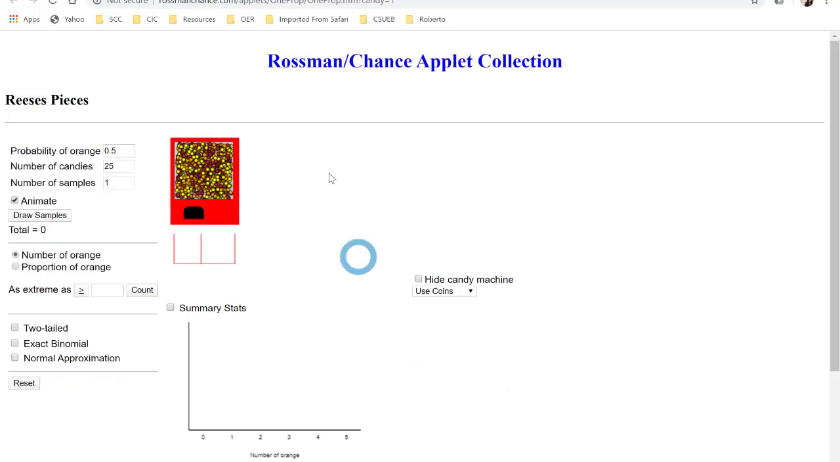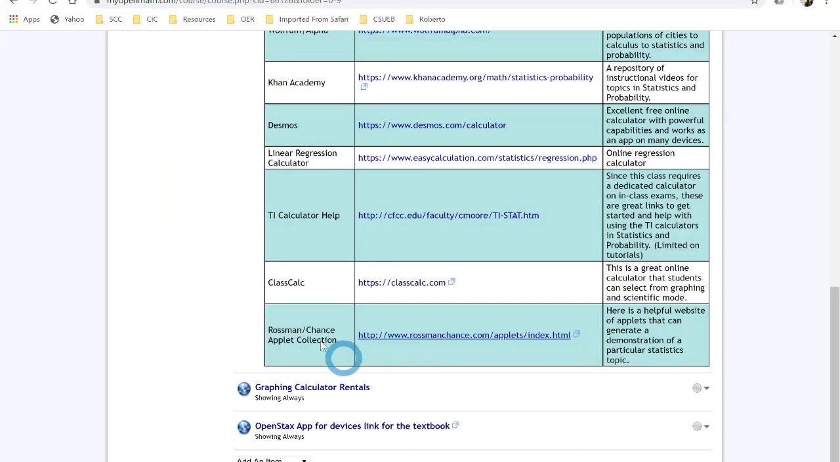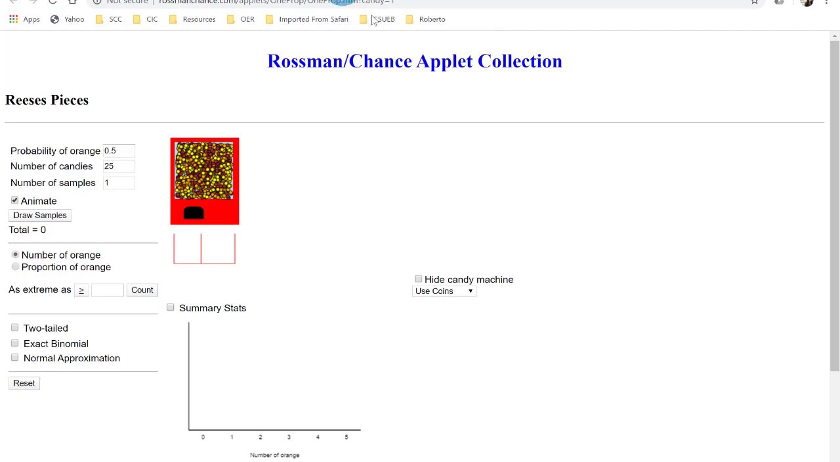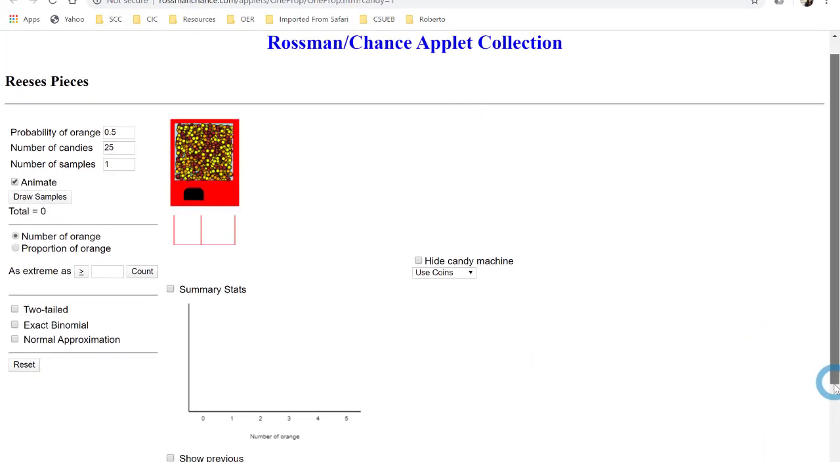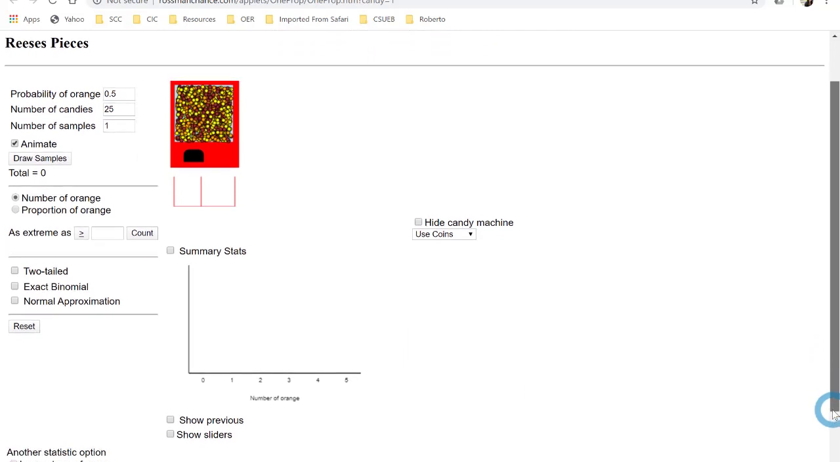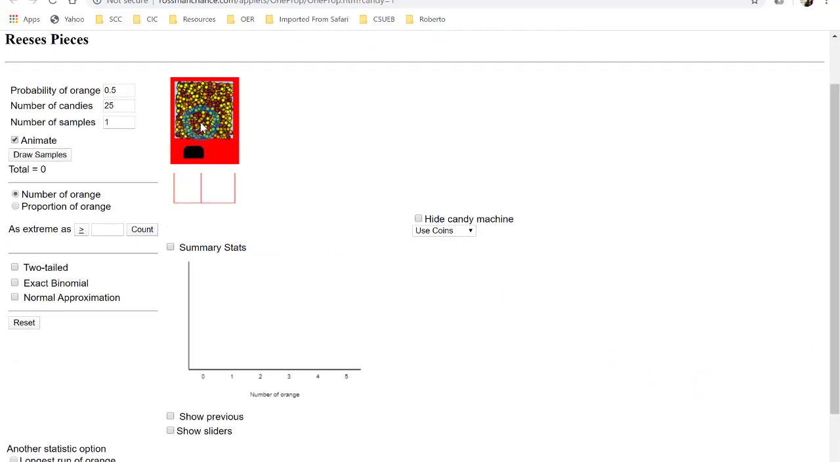Okay, so here is a Rossman Chance applet collection. This link is at the bottom of our MyOpenMath class sites. And I think this is a really good example. It has a little Reese's Pieces machine. It's kind of funny.